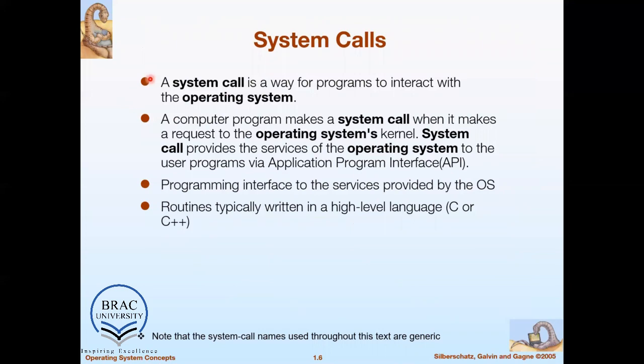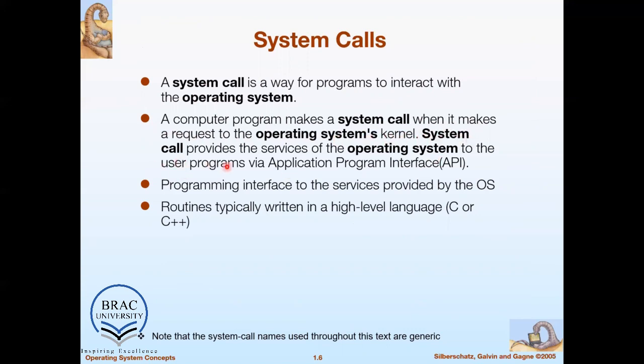Now come to the next topic, that is system call. Here we will try to understand what a system call is and what it is used for. System calls provide an interface to the services made available by an operating system. Or we can say that a system call is a way for programs to interact with the operating system. A computer program makes a system call when it makes a request to the operating system's kernel.